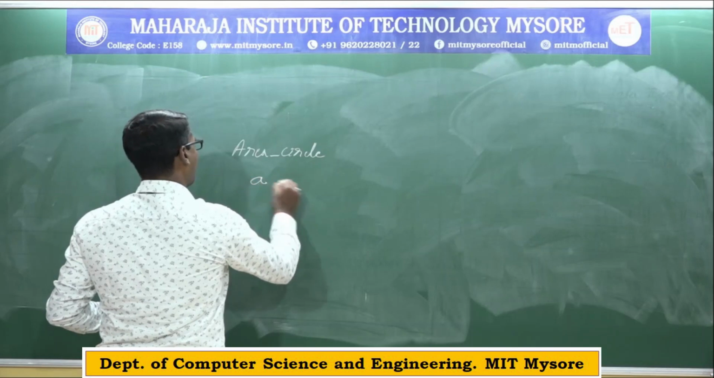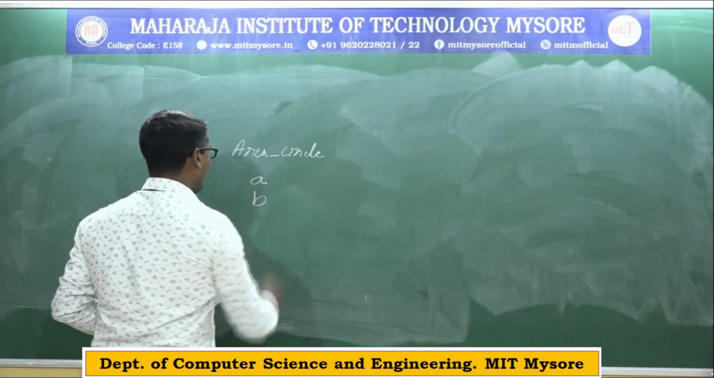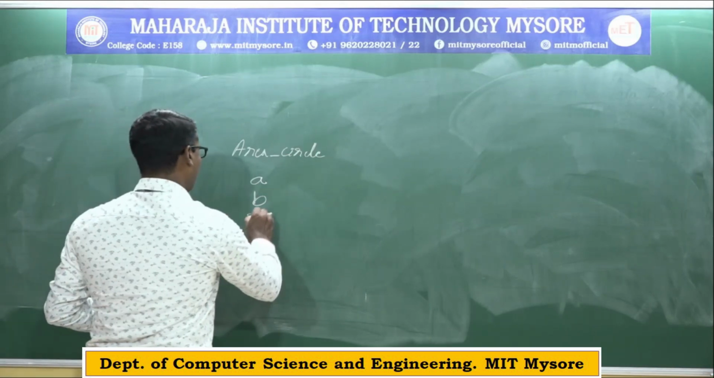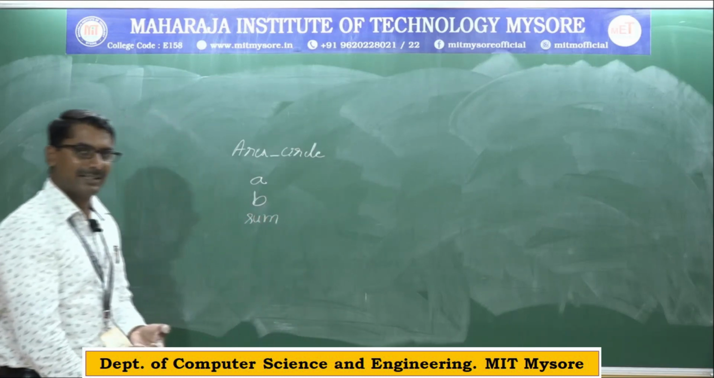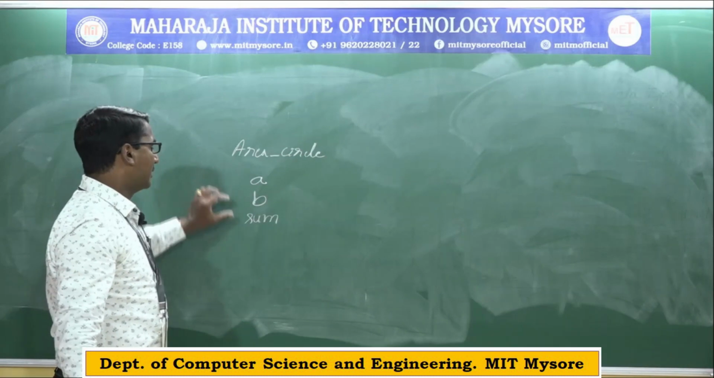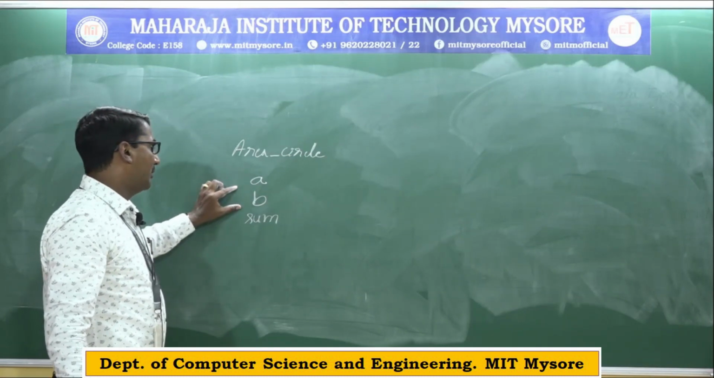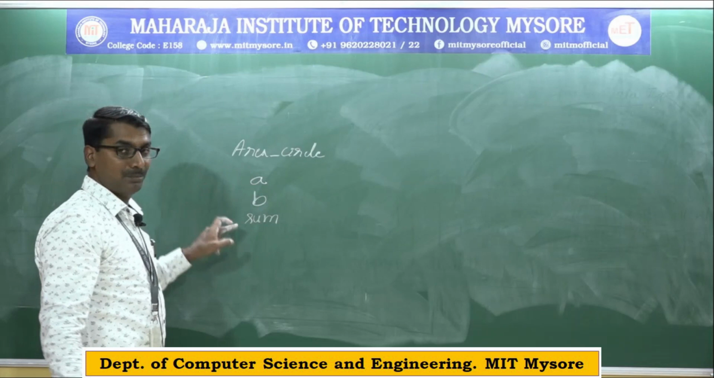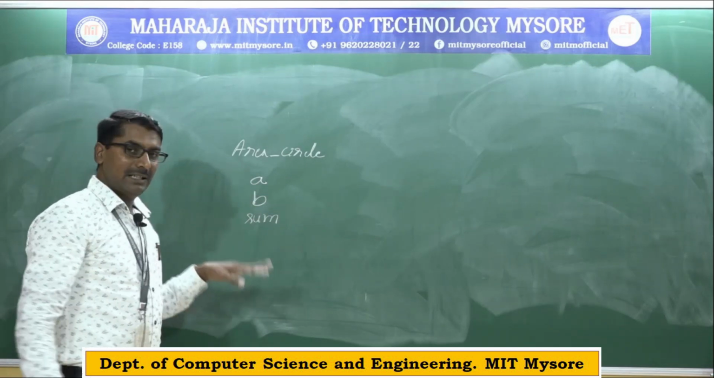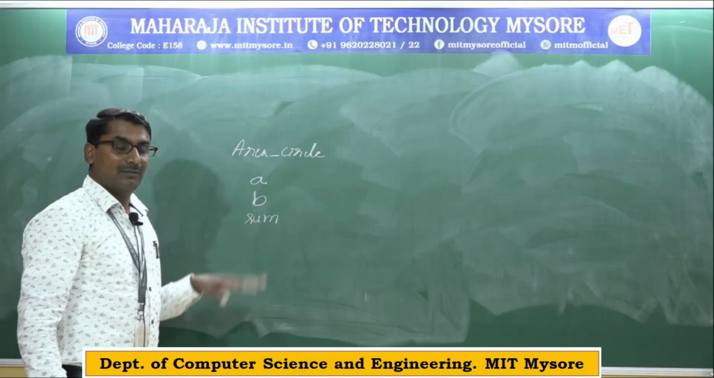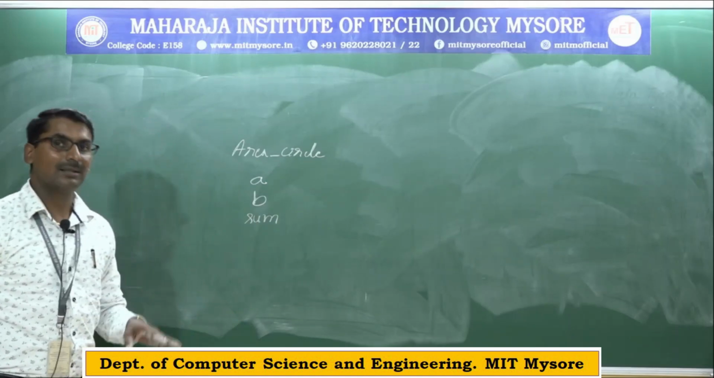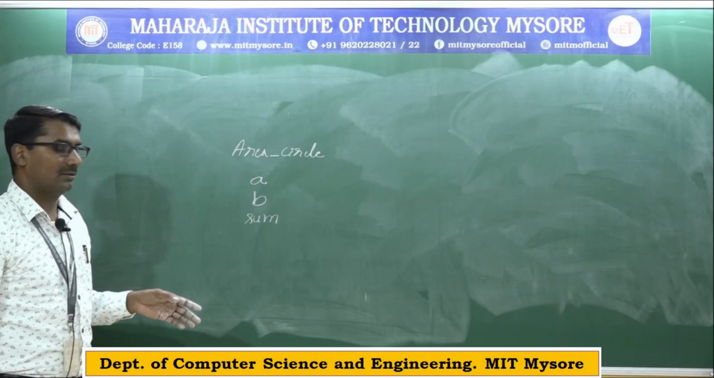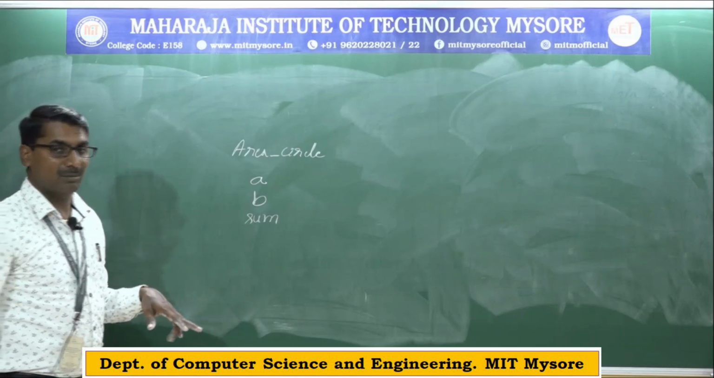Next, A, B, and sum. If you use A and B and one more variable sum, this represents that A is a variable which contains one value, B is also a variable which contains a value, and sum is to find the sum of A and B values. So when you are designing a variable, the variable name must represent the purpose of the variable, the purpose for which we are defining that variable.